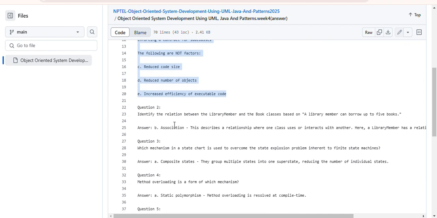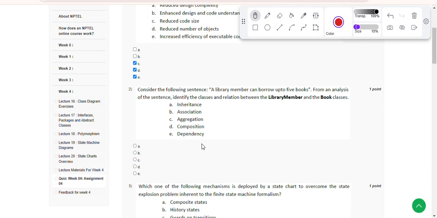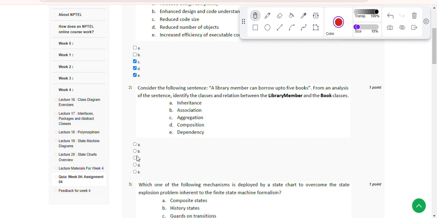Coming to the second question. The second question answer is association. Answer is B. Consider the following sentence. The answer is association.